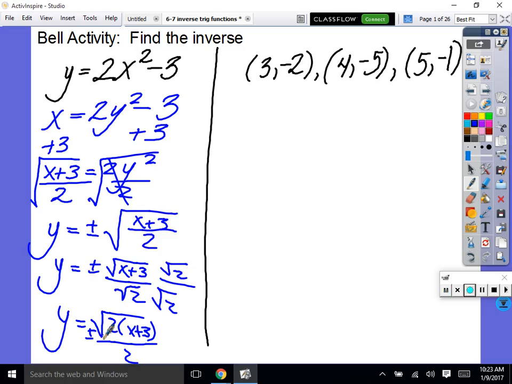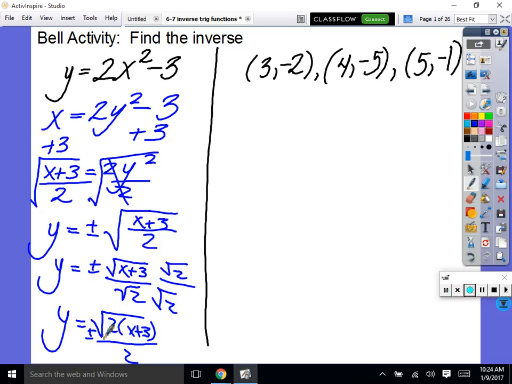So this would not be a function unless we restricted the domain, right? Think of a quadratic flipped, reflected over the y equals x axis. It would make it not a function, right? Make it like this. You might see it that way too. You don't have to, but you could see it that way.